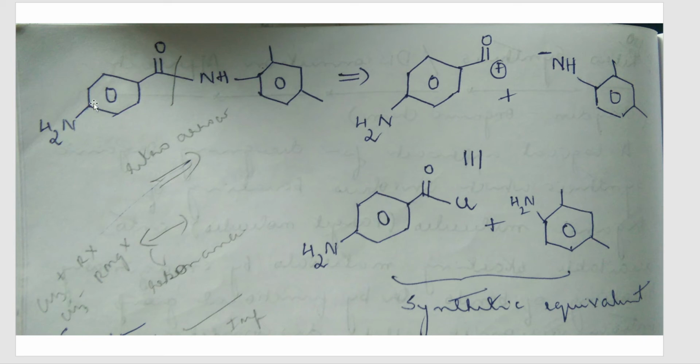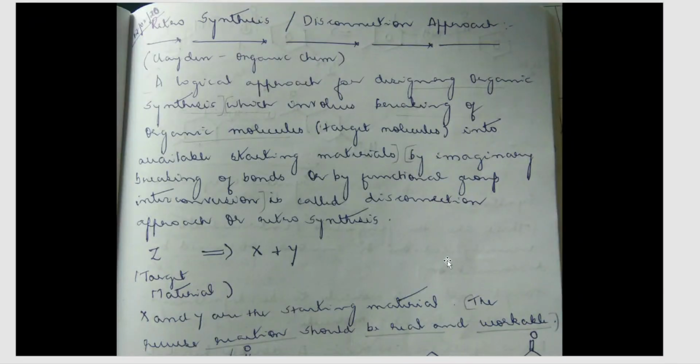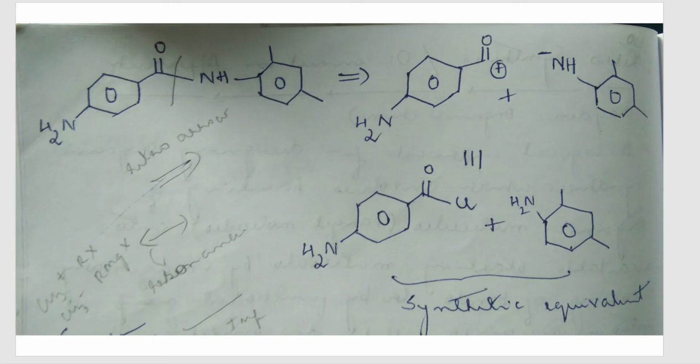Now you can disconnect it anywhere at any bond, but you already studied in the first point that the reverse reaction should be real and workable. That means you have to disconnect at such sites that you can come back to this product. When you're coming backwards, that should be real and workable. So you have to disconnect very wisely, thinking where it is possible to disconnect.